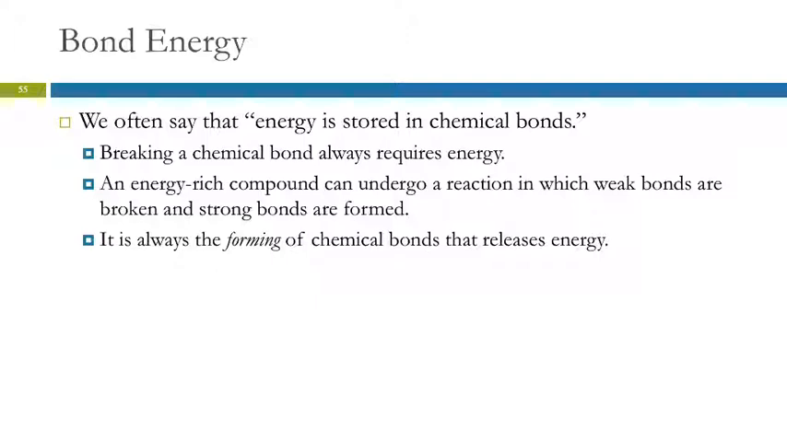So we often talk about energy being stored in chemical bonds. I refer to that as chemical energy, a form of potential energy. Breaking a bond, though, always requires energy. An energy-rich compound, one that has a lot of chemical energy, can undergo a reaction where weak bonds are broken and strong bonds are formed. The energy gets released when those strong bonds are formed. So compounds that have weak bonds actually are higher in chemical potential energy. It's the forming of the chemical bonds that releases the energy.